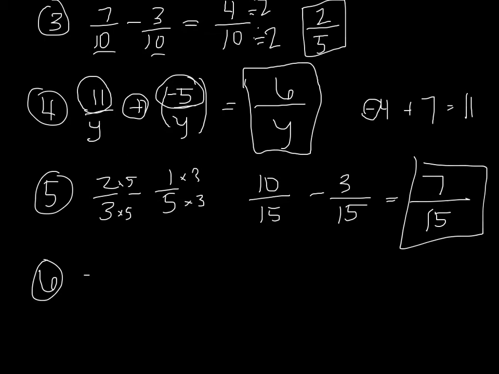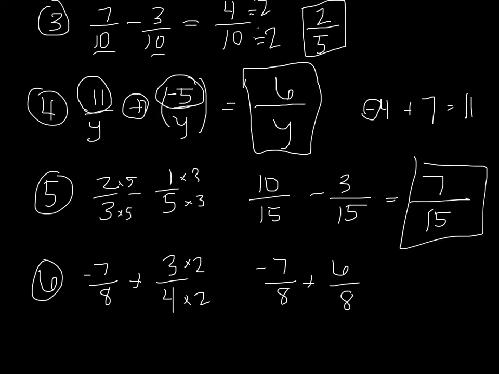Number 6 says negative 7/8 plus 3/4. Okay, so again, we've got to get our common denominator. I like the number 8, because I can get them both to be 8 pretty easily. So I just multiply by 2, multiply by 2. So now I have negative 7/8 plus 6/8.